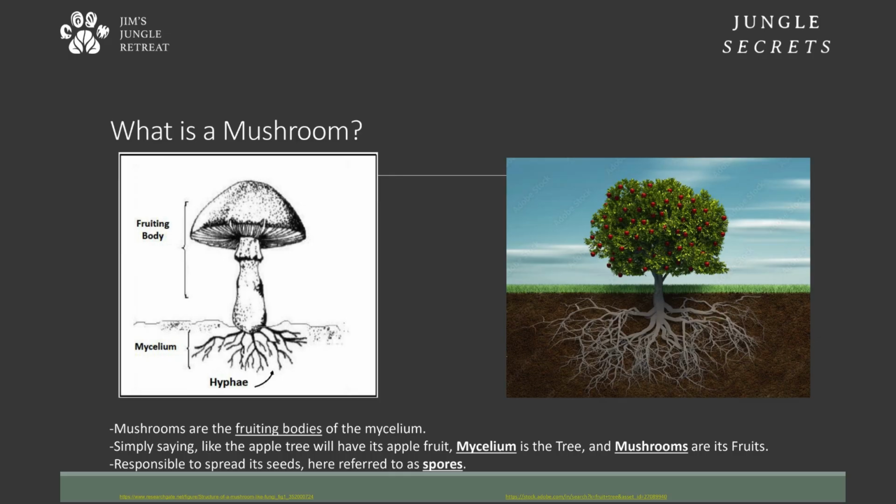As apples have a role of making seeds other than us consuming them, that's why we call them fruits, because we consume fruits. It's a very humanistic name. But anyway, mushrooms make spores, which are the seeds or the new genetic lines for the proliferation of that particular organism. Hence they are called fruiting bodies. So mushrooms are the fruiting bodies of the mycelium. Simply saying, like the apple tree has its apple fruit, mycelium is the tree and mushrooms are its fruits. Mushrooms are mainly for spreading the spores, like spreading seeds.